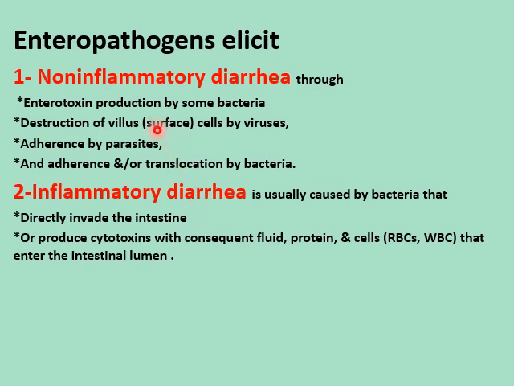Enteropathogens can elicit an inflammatory or non-inflammatory diarrhea, depending on the invasion of the mucosa. Without invasion, the work is done by enterotoxin produced by bacteria. Destruction of the villi by viruses, adherence by parasites like Giardia lamblia, and adherence and/or translocation by bacteria. In inflammation, there is piercing and invading of the mucosa or production of cytotoxin, with consecutive fluid, protein and cell loss; in the stool appear RBCs and white blood cells that enter the intestinal lumen.